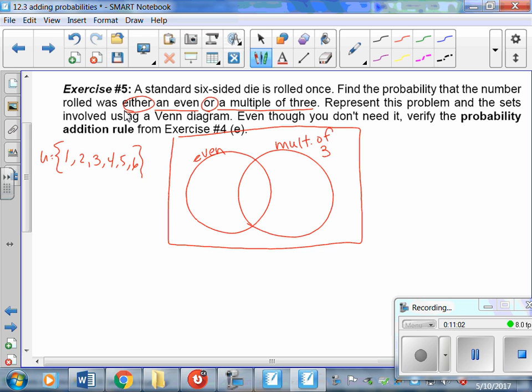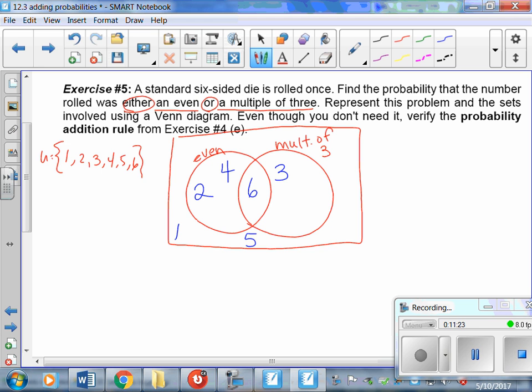So I'm going to put a 1 here. 2 is even, it's not a multiple of 3. 3 is a multiple of 3, but it's not even. 4 is even, not a multiple of 3. 5 is neither, so I'm going to put a 5 out here too. And then we have 6, which is probably the only thing that we have that's in common. So that's what our Venn diagram looks like.